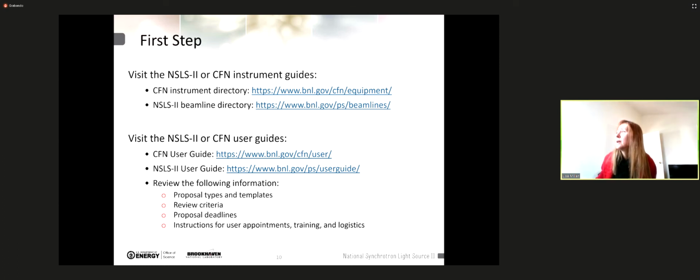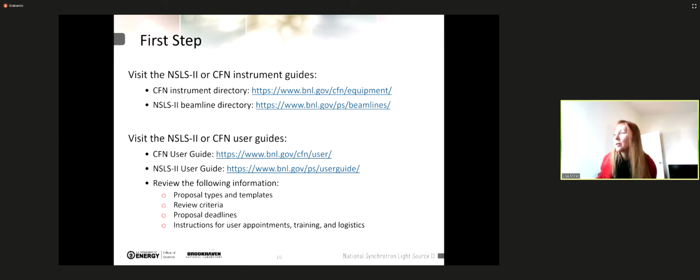So once you visit the user guides, you have to review the following information. You have to decide what proposal type you want. It's probably going to be general user proposal. Then you can download a Word template where you can actually write that proposal. You can't upload the Word file to the proposal system. You have to copy and paste it, but this template helps you to share it with collaborators and other members of your group, for example, in order to work on it back and forth. And then once you're happy with it, you can put it into the online system.